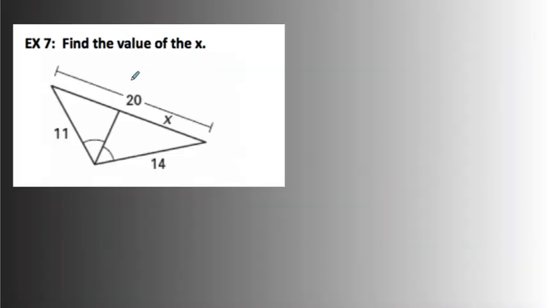Example 7. Find the value of x. Okay, so if I see the whole length is 20, now they've given it a name of x, then this would have to be 20 minus x. Okay, all right, so 20 minus x over x equals 11 over 14. Now just remember, be careful. If you take the 20 minus x on the top over here, then that means you have to pull the 11 on the top on the other side. It has to be in the same correspondence.